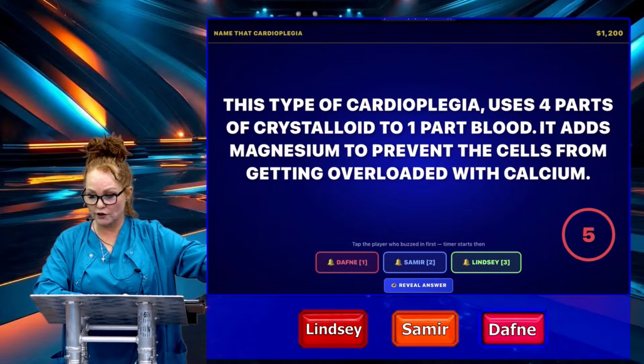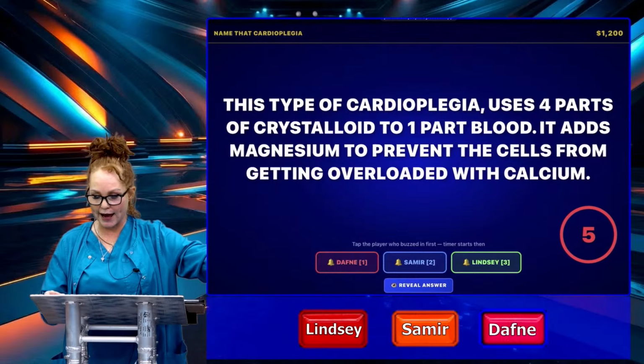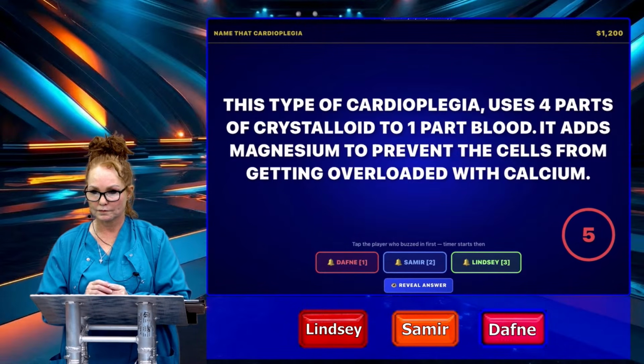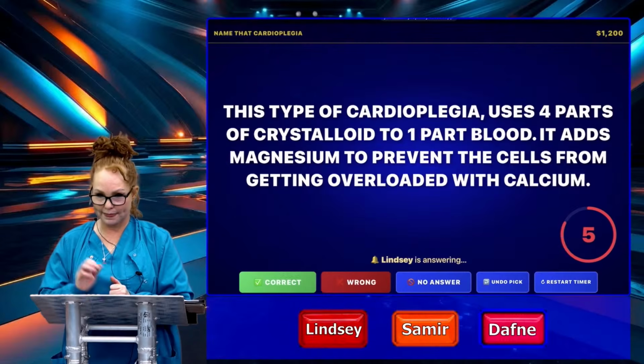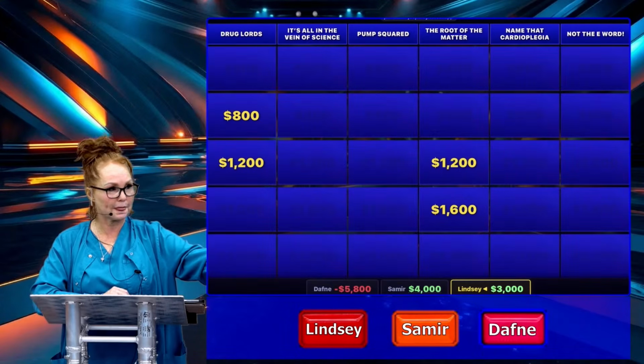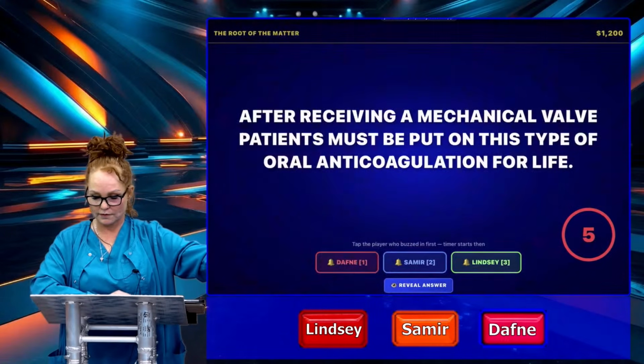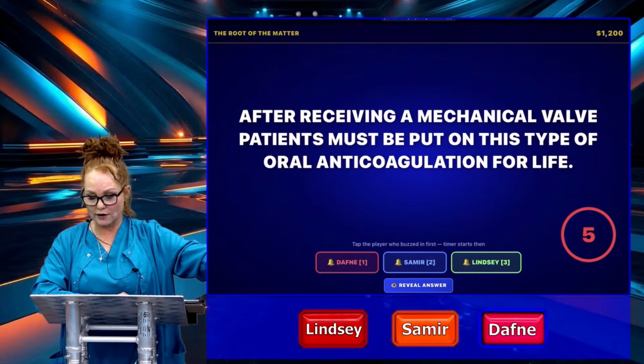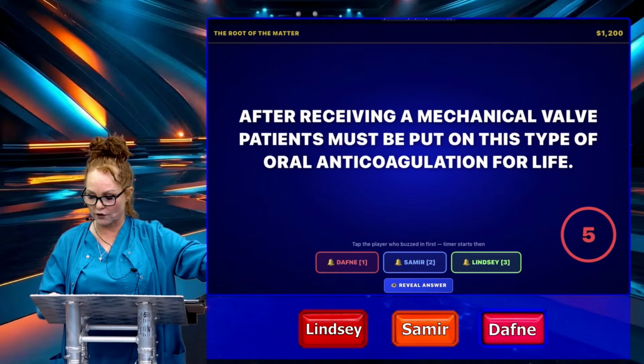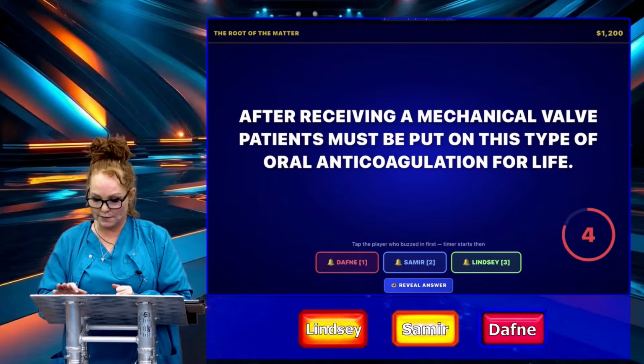This type of cardioplegia uses 4 parts of crystalloid to 1 part blood. It adds magnesium to prevent the cells from getting overloaded with calcium. Lindsay, what is del Nido? Correct. Good job. Lindsay, control the board. Let's do Root of the Matter for 1200. After receiving a mechanical valve, patients must be put on this type of oral anticoagulation for life. Samir, what is warfarin? Correct.